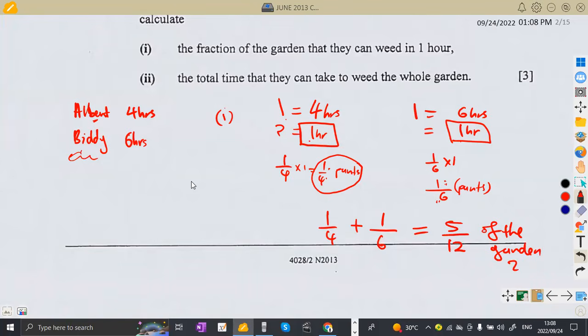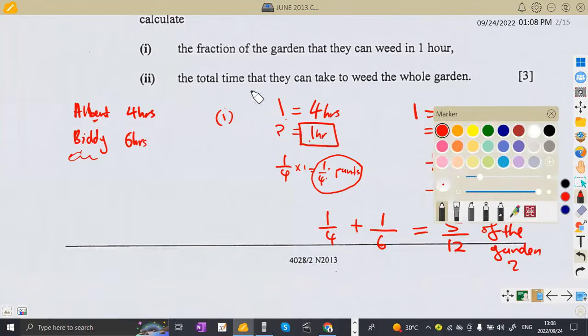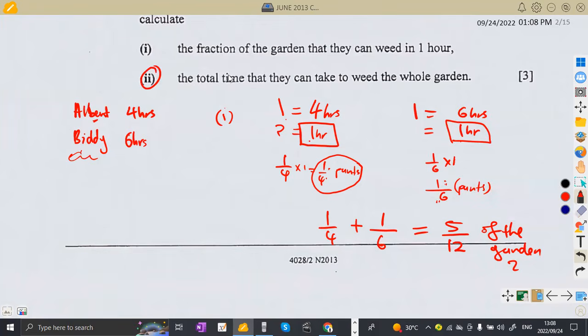So they're going to get to cover 5 over 12 parts of the garden. Okay, so let's get back to this one. On item 2, the total time they can take to weed the whole garden. Take note, guys, this was happening in 1 hour. So now the question is, what time are they going to take to weed the whole garden, working together?